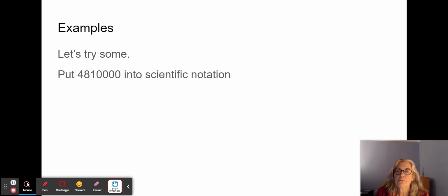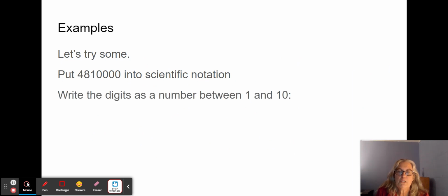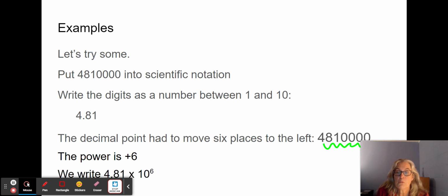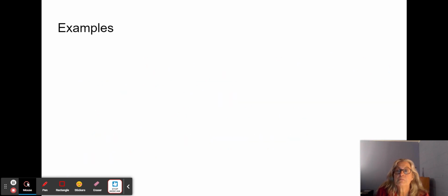So some examples. Put 4,810,000 into scientific notation. So we're going to write the digits as a number between 1 and 10. That means the 4 is going to come before the decimal point and the 0.81 is going to come after. And then since the decimal point had to move 6 places to the left to do that, the power is going to be 10 to the plus 6. And we write 4.81 times 10 to the 6th.